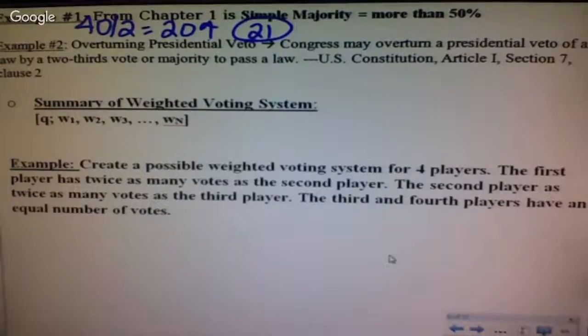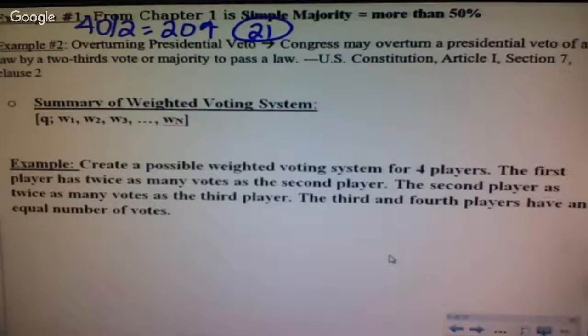This also goes along with overturning a presidential veto. Congress may overturn a presidential veto of a law by a 2/3 vote or majority. That's in the Constitution. So what you're learning is what we have done throughout history and what we still continue to do.